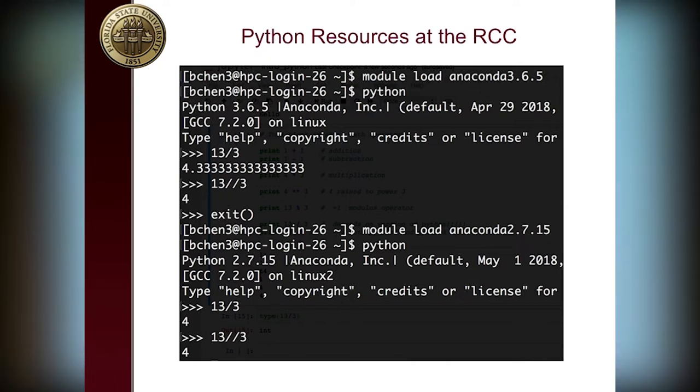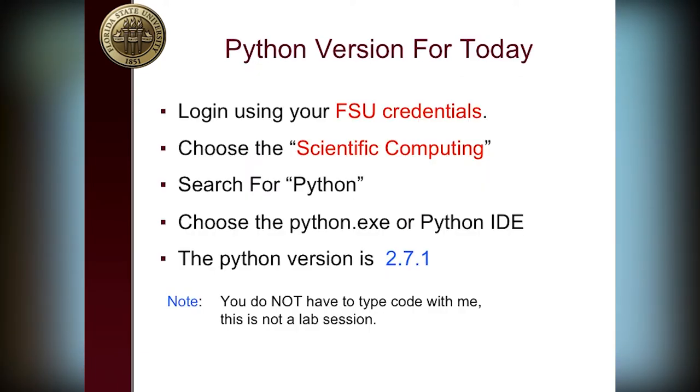So, the Python version for today's workshop. You log in with the FSU credentials and choose the scientific computing one. You search for Python. I do not use Windows, but in the bottom left corner, like a program region, you can search for Python. You will find either a python.exe or Python IDE. I would prefer you use this one. This one is more user-friendly, with a small window where you can type a few lines of code. And the Python version is 2.7.1.